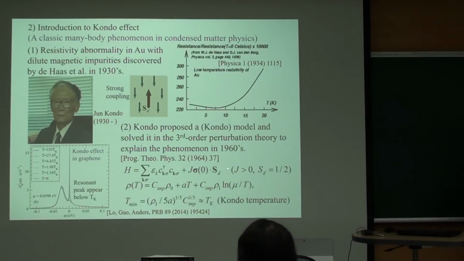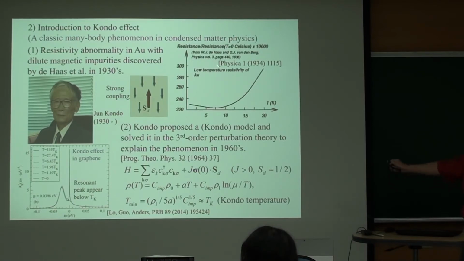You have free electrons, and an impurity magnetic moment coupled with the conduction electrons, and he solved the problem using second order perturbation. He found that in addition to this linear term, you have this Kondo contribution, which at a certain low temperature becomes singular and the resistance goes up again. This explains the effect discovered by de Haas, and now it's known as the Kondo effect. If you do an STM measurement, at low temperature you will see this Kondo resonant peak. This is what we calculated for graphene. It's gigantic, you cannot miss it.